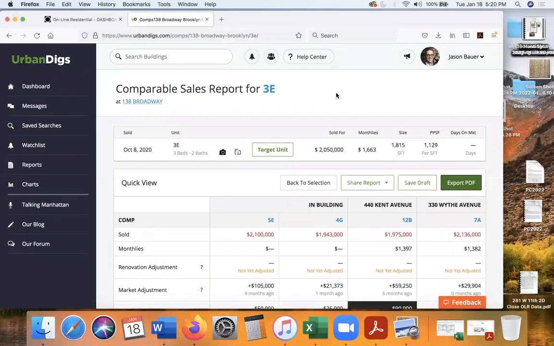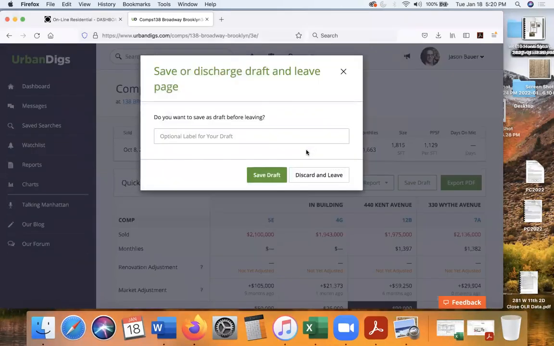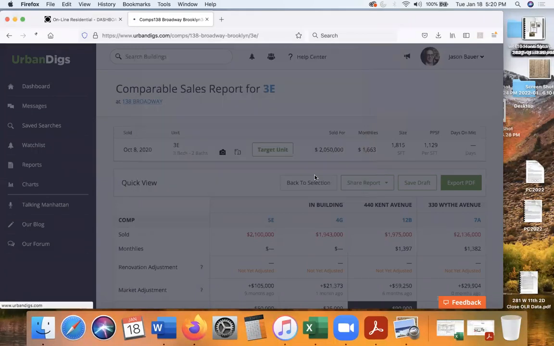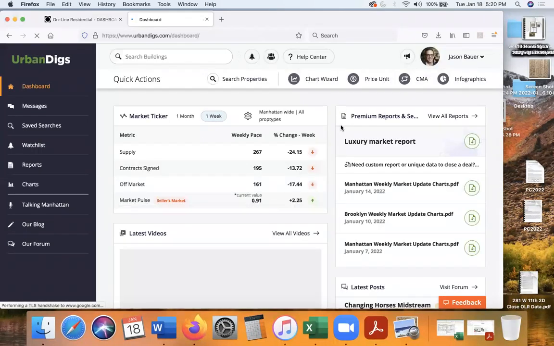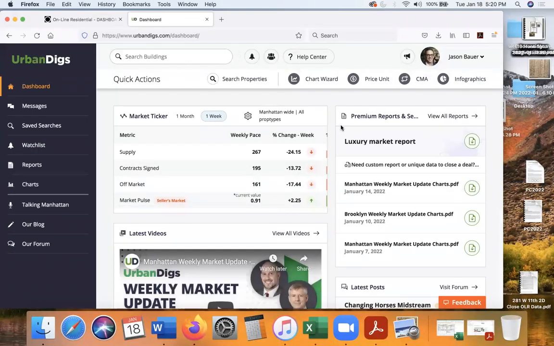So again, Urban Digs is one of the best tools that you have. There's tons of information in here. This is a really great tool to keep you updated of what's going on, to help you create marketing materials for yourself, to help you figure out what's going on in the market if you're not really entrenched in it and don't have a sense from firsthand knowledge.